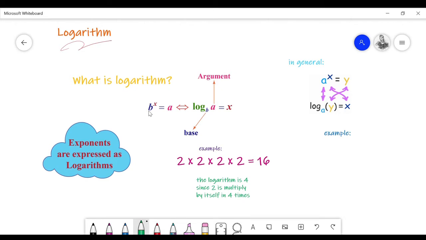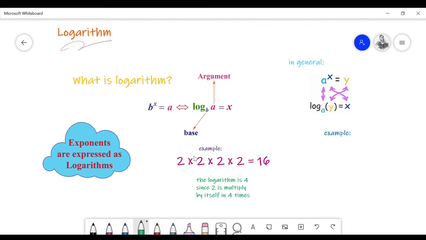Okay, for example, you have base b with the power of x, it will be equal to a. So now the base b here will be converted to the logarithm. We call it the same base for logarithm here, b, the smaller one. And then a is still the argument, and also it will be equal to x. The power will be going to here, x. So the exponents are expressed as logarithm. Okay, can you see this one?